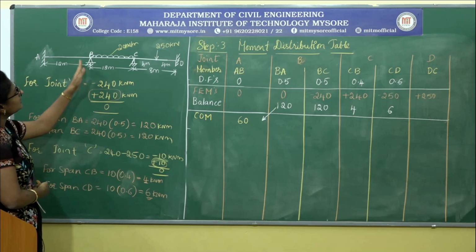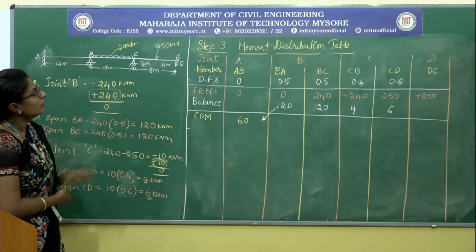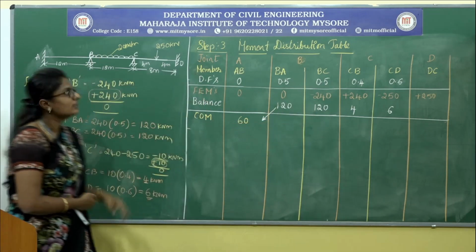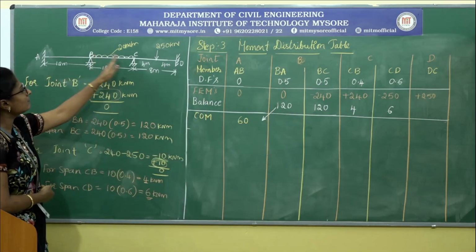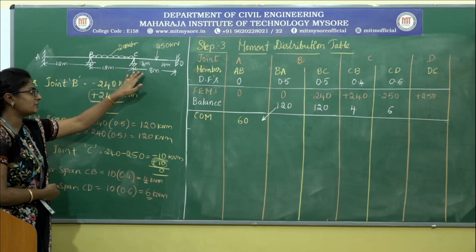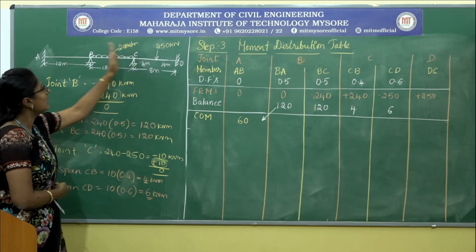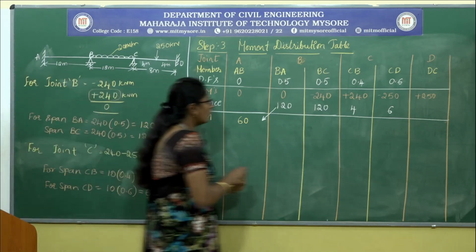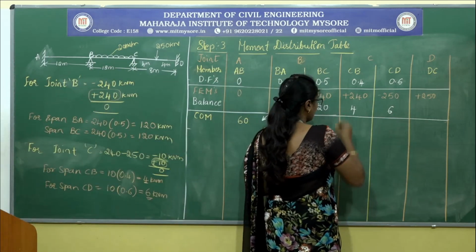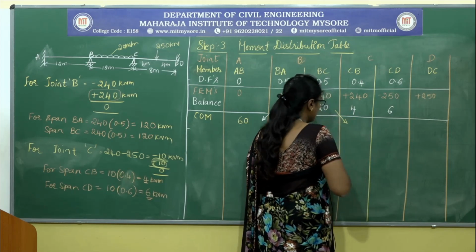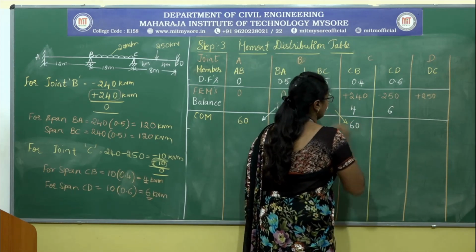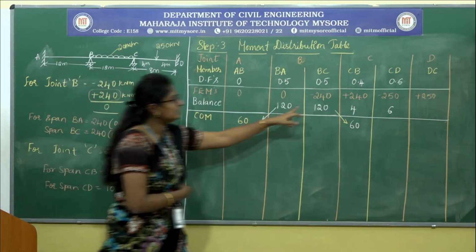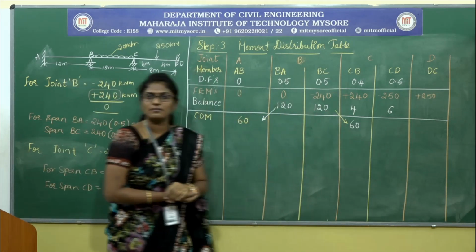For the next span BC, the applied moment is also 120. Since the far end is continuous, we consider it as fixed. Since the far end is fixed, half of the moment is transferred to the other end C. Half of 120 is 60. Okay. Now, what is the direction? Since it is plus, we consider this as plus.